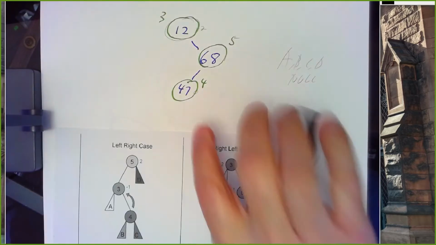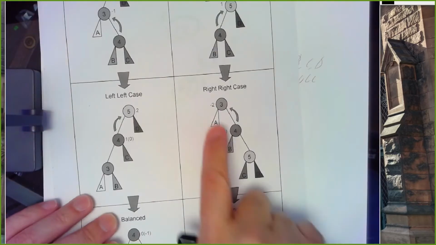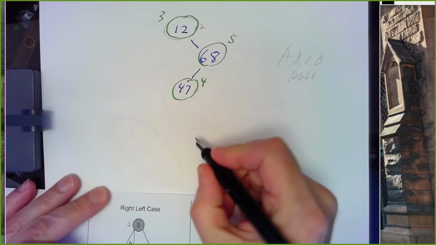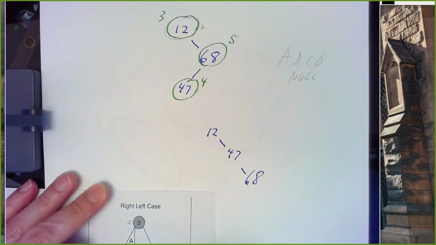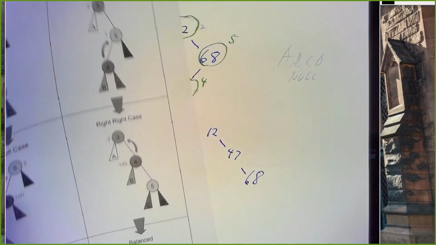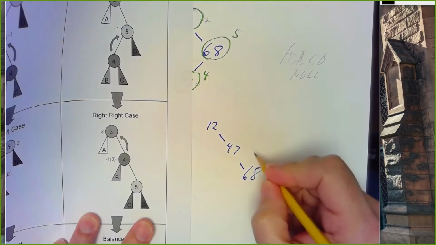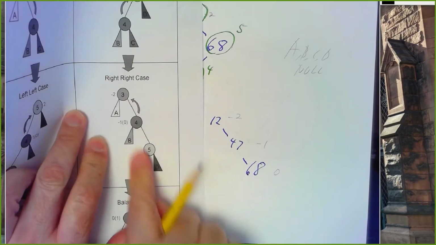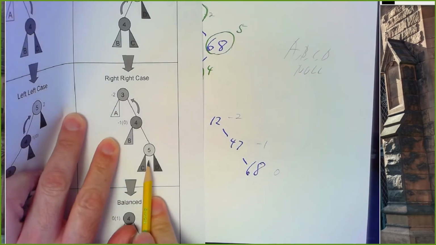But basically the 47 is going to come up here, and the 68 is going to go down to the right. So our new tree should be 3, 4, 5. 3 is 12. 4 is 47. 5 is 68. And now if we calculate balance factors, which we don't need to, but if we did, this would be -1, this would be -2. That's our right case. -2, -1, 0.